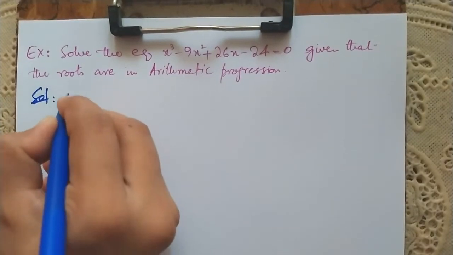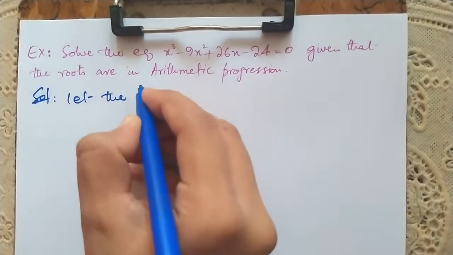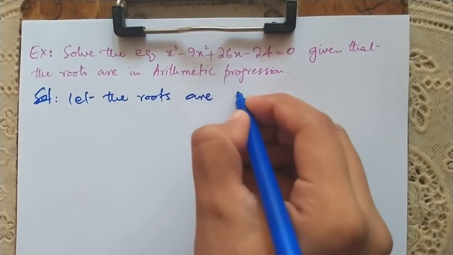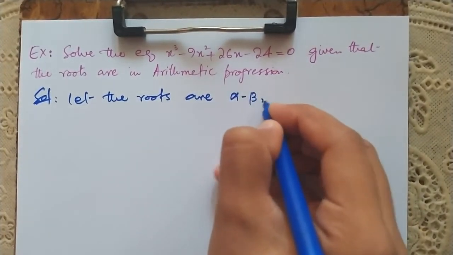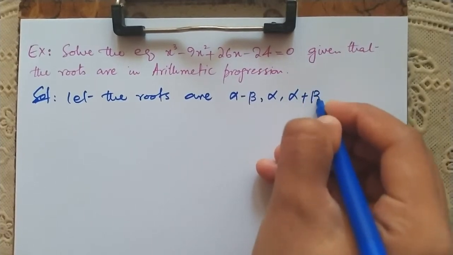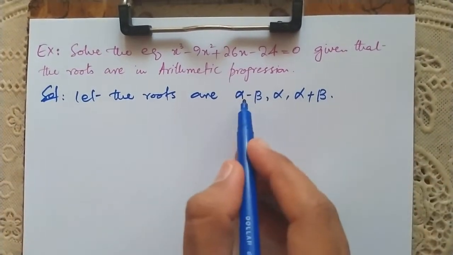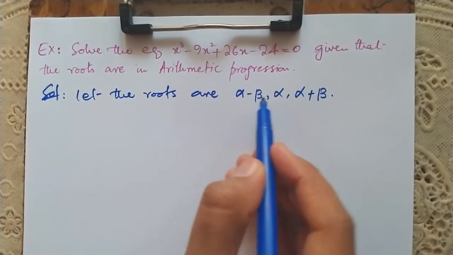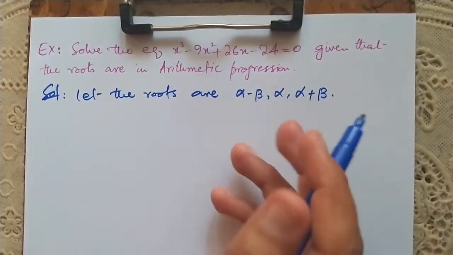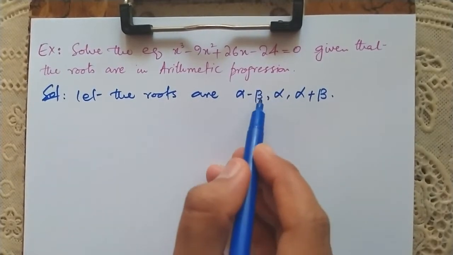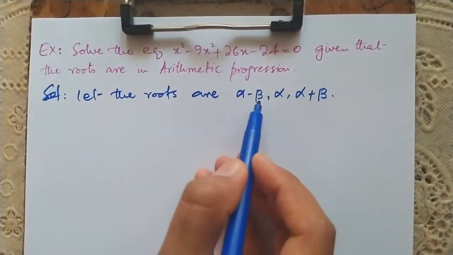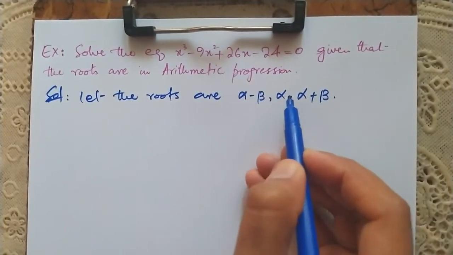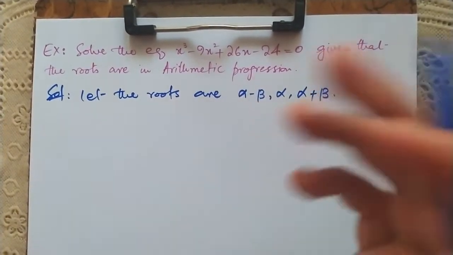So let the roots be alpha minus beta, alpha and alpha plus beta. You can see that these roots are in arithmetic progression, because alpha minus beta can be obtained from the next term, alpha, by subtracting the same number. Here the common difference is beta: alpha minus beta is the previous term, alpha is the next term, and alpha plus beta is the term after that, right?